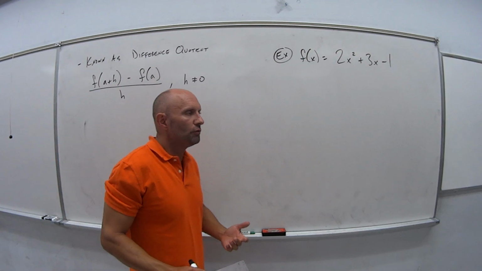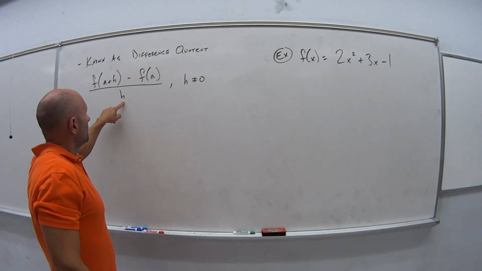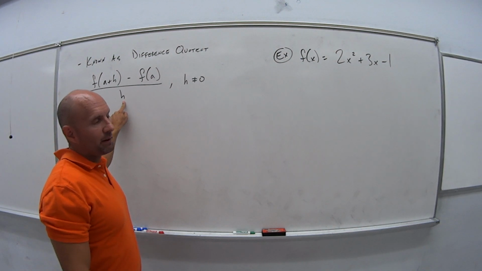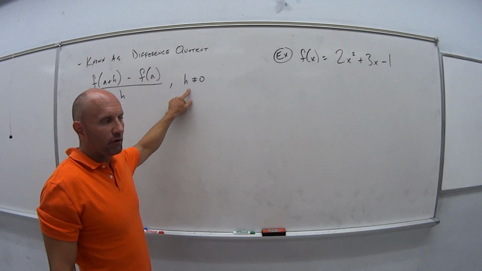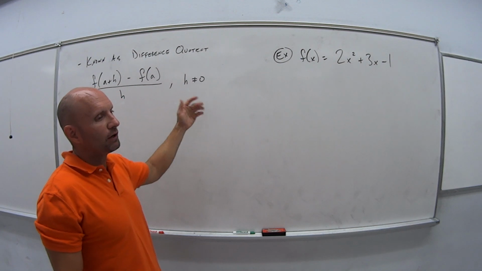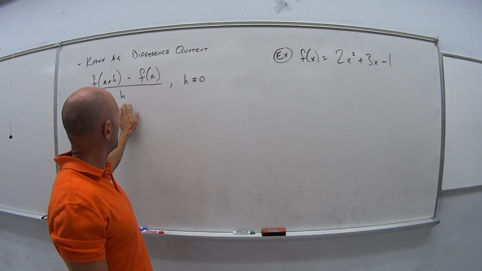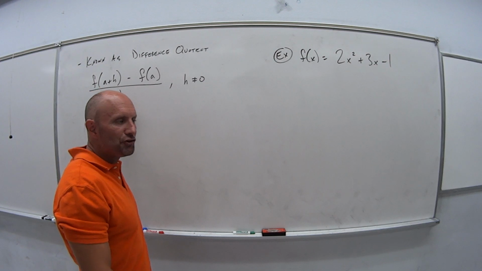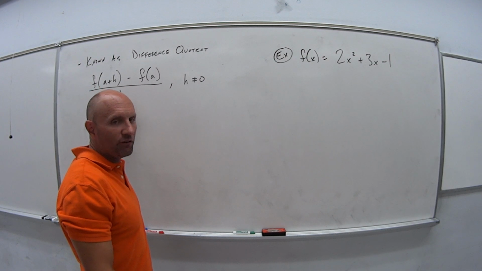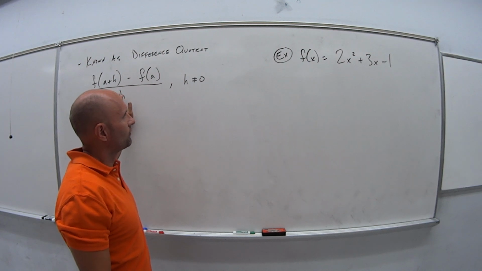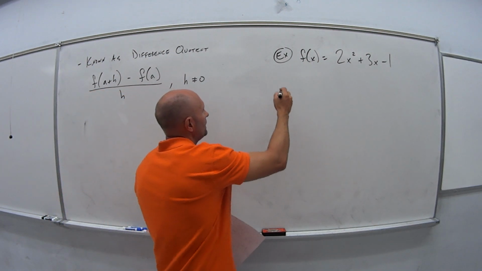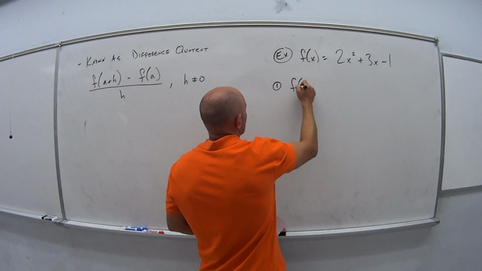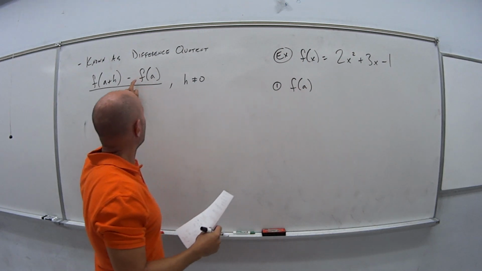And the reason we do this is what? Right now we have h in the denominator, and h can't be 0. But in calculus, h is going to go to 0. So we need to figure out a way to rewrite this so that we no longer have the h in the denominator. That way 0 doesn't become an issue for us. So the first thing we need to do is find our f of a.